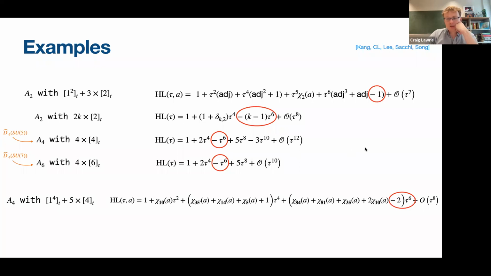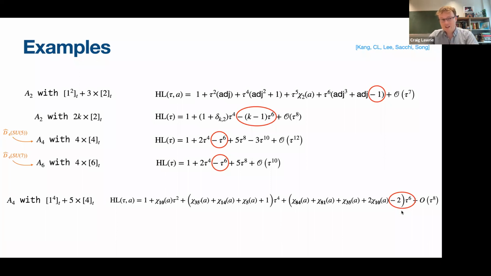And one important thing to note, which one do I want to look at? But let me look at A4 first. So if I look at the A4 now with 6 twisted null punctures, it has a USp4 flavor symmetry from this puncture, and the Hall-Littlewood index looks like this. And you can see that there's this negative term.